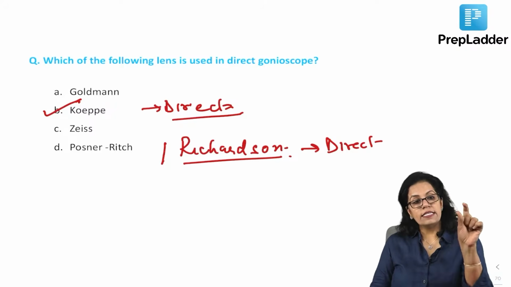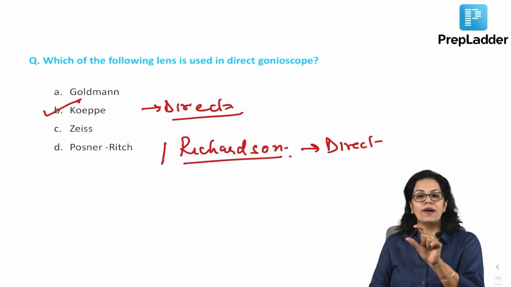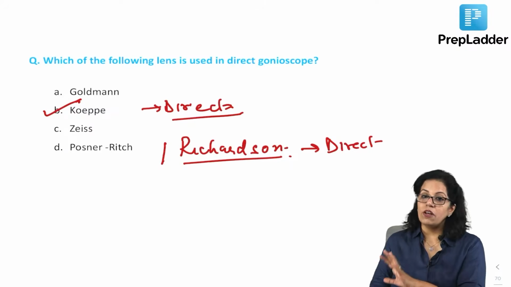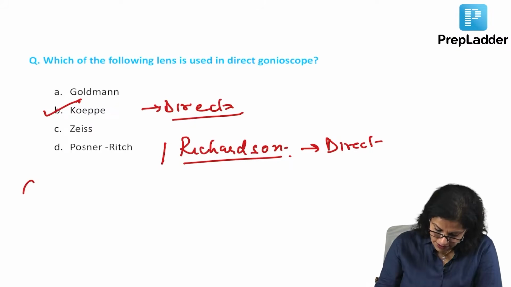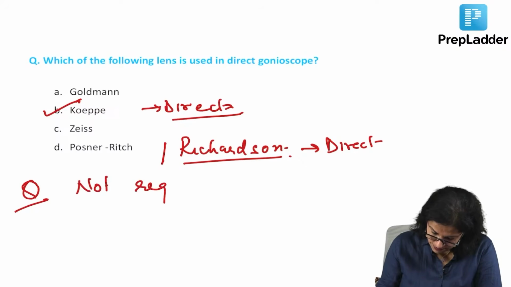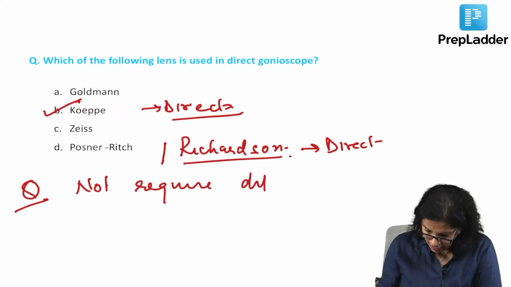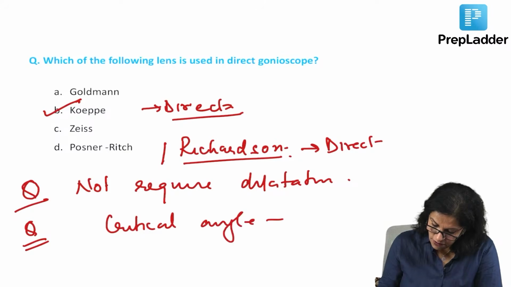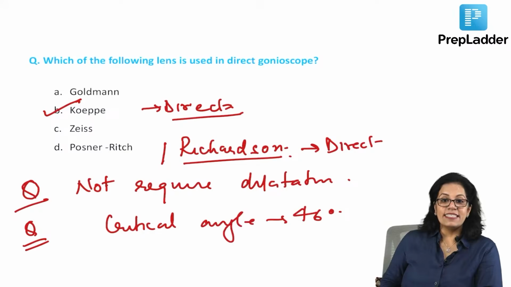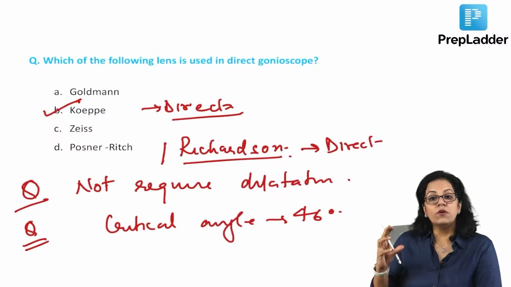Okay? Let's also discuss a few more questions here on gonioscopy. This was an NBE question: which investigation will not require dilatation of pupil? We all know we need a constricted pupil. We are working on the angle. So, remember this one question does not require dilatation of pupil. And another question they have asked around this again in NBE is about the critical angle of the cornea. Do you all know the critical angle of cornea is 46 degrees? Isn't it?